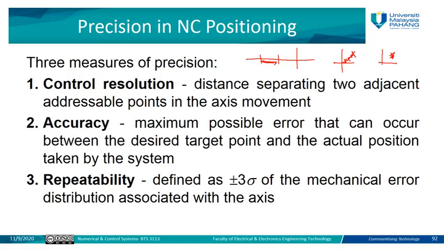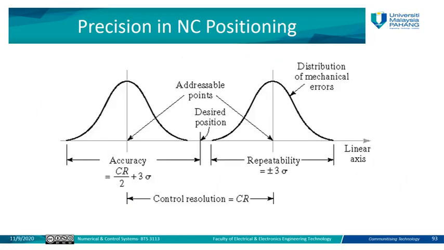Repeatability here is defined as plus or minus 3 sigma of the mechanical error distribution associated with the axis. So this is like a constant value, which depends on the value of sigma, plus or minus 3 sigma. As we can see here, this represents the accuracy and the repeatability. This is repeatability, this is the accuracy, and here is the control resolution, or CR.